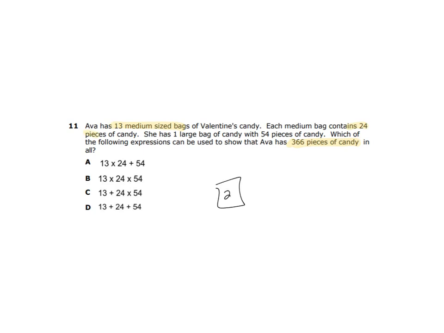So if I have one bag with 24, and another bag with 24, and so on, 13 times, well, that's going to be a lot. So I know I'm going to be doing 24 times 13, because that represents how many pieces the medium bags contained. So I can already get rid of C and D because they're not multiplying 24 and 13 together. Now the next thing says she has one large bag of candy with 54 pieces.